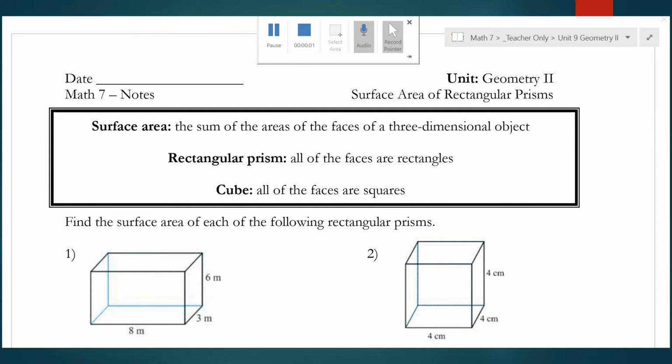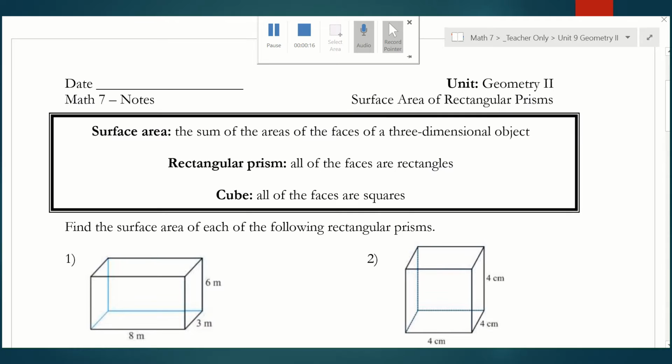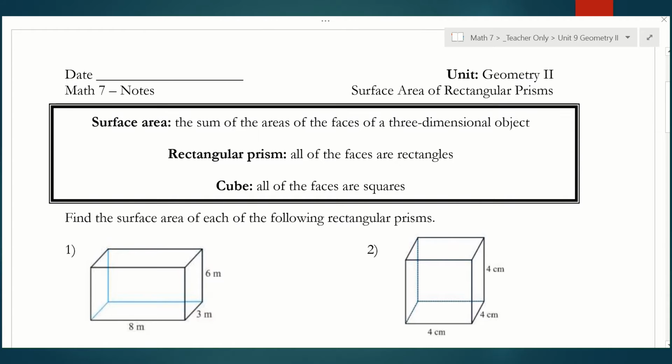Hi guys, welcome back. We are going to talk about something called surface area today, and we are going to find surface area of all different three-dimensional shapes in this unit. But today we're going to focus on rectangular prisms. So I want you to think of a rectangular prism like a box.